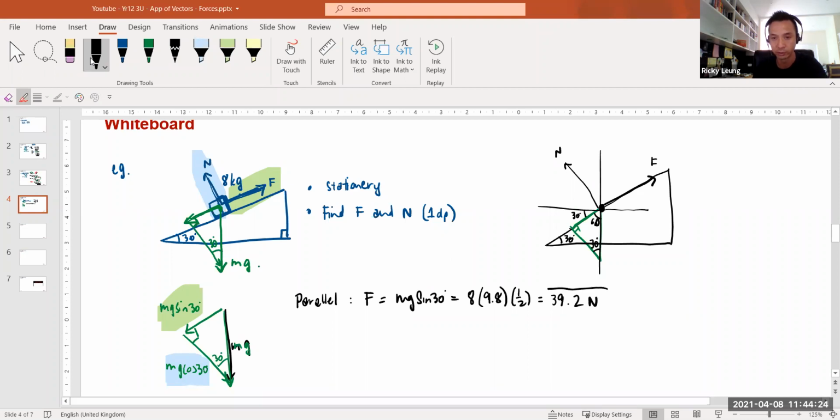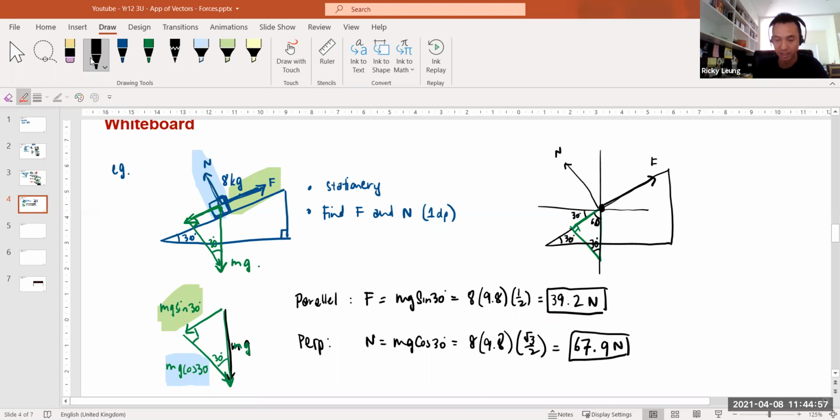Pretty straightforward. And then for the perpendicular forces to the surface, the blue forces here, I know that N equals mg cos 30. So it's the same exact calculation with root 3 on 2, which gives 67.9 newtons. How's that? Not too bad. So these are my two answers.